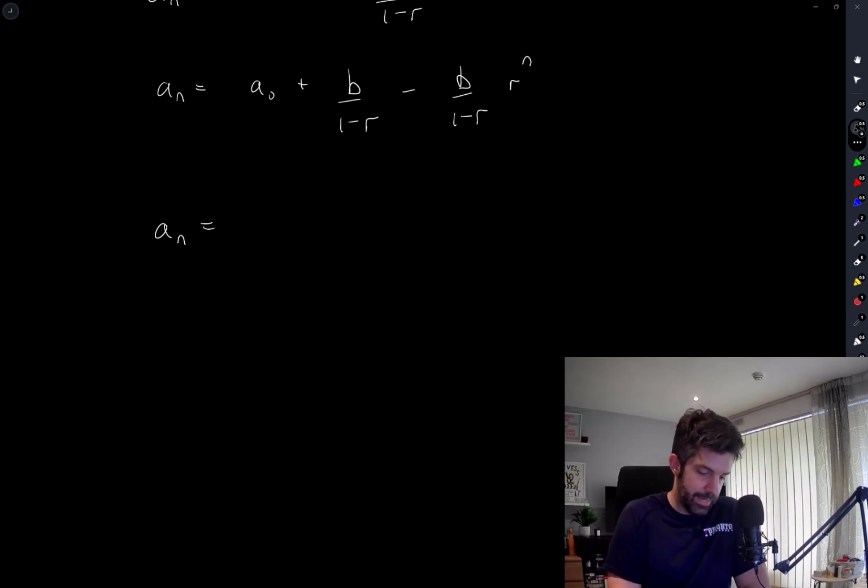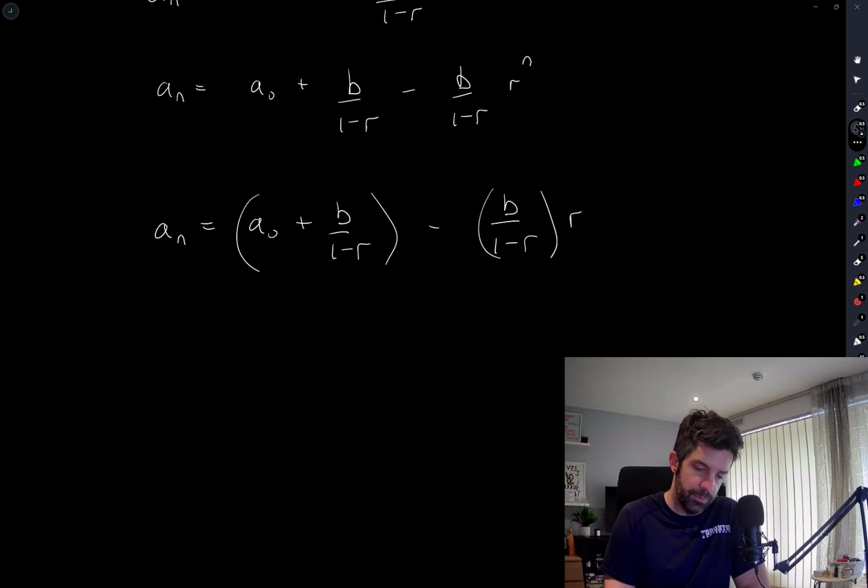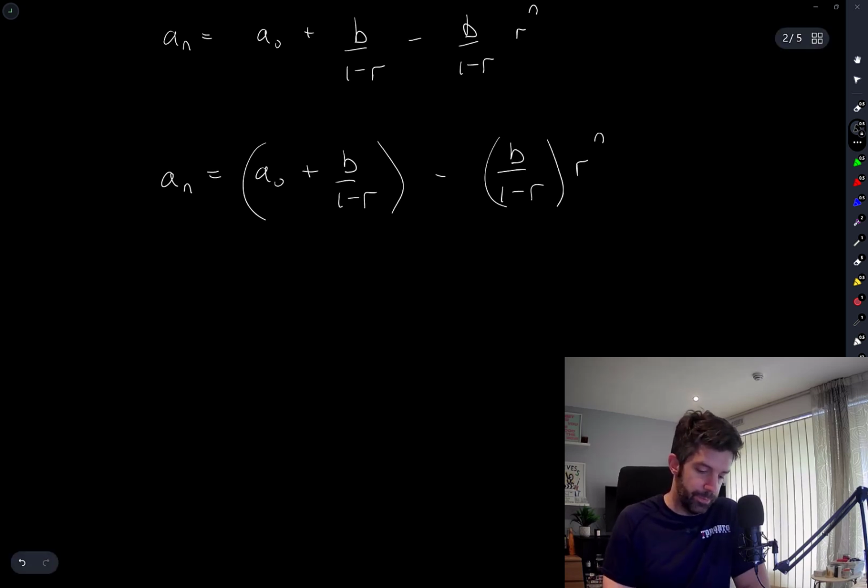So if I write this as a0 plus b over 1 minus r, I'll put that in parentheses, minus b over 1 minus r, also in parentheses, times r to the n. Then if I compare this to the expression we're asked about, p is equal to a0 plus b over 1 minus r, and q is equal to negative b over 1 minus r.